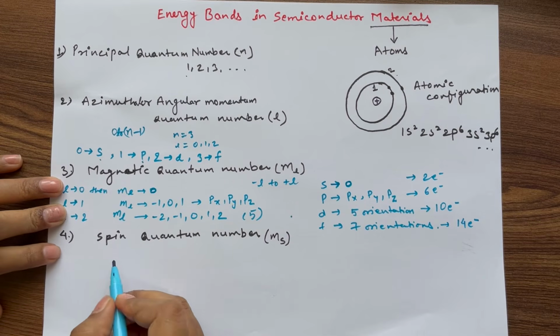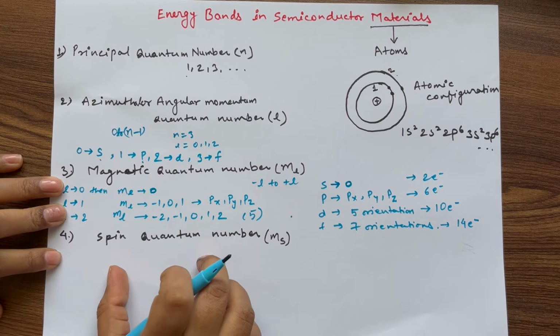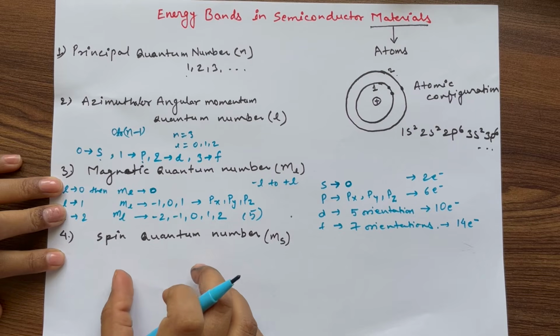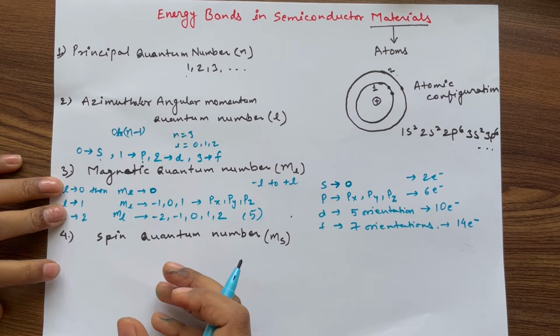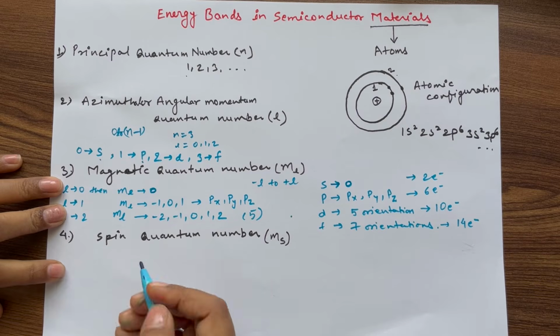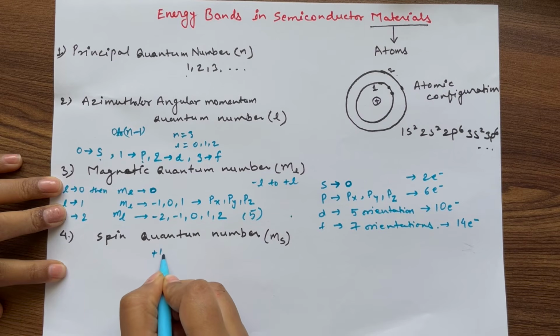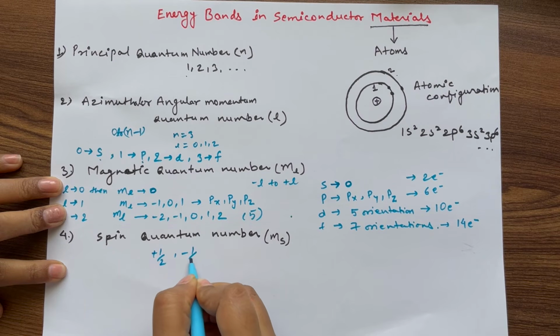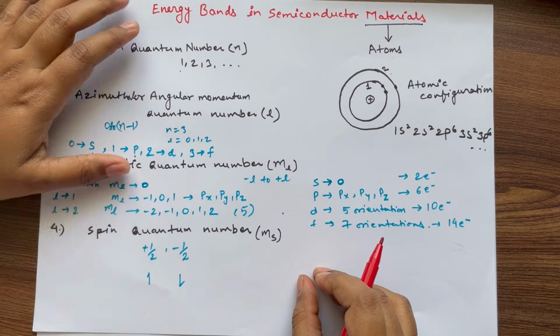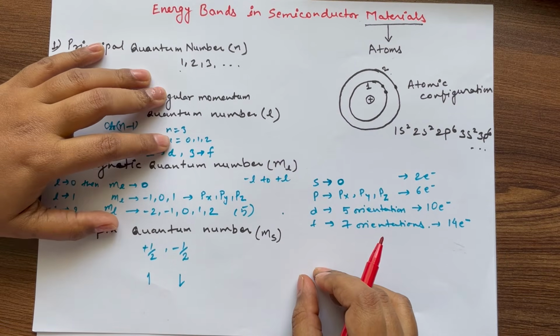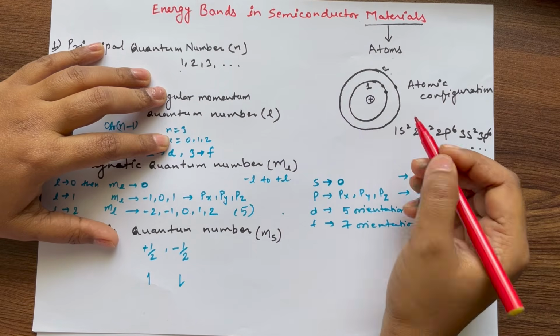The fourth one is the spin quantum number. This quantum number describes the intrinsic angular momentum of the electron, or the spin of the electron. It can only be plus half or minus half. Or we can say it spins up or down, and we can represent it by an upward arrow and a downward arrow. So after knowing about these quantum numbers, we can write the atomic configuration of any atom.